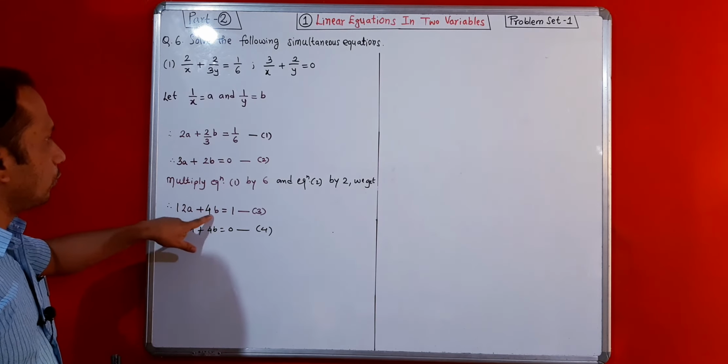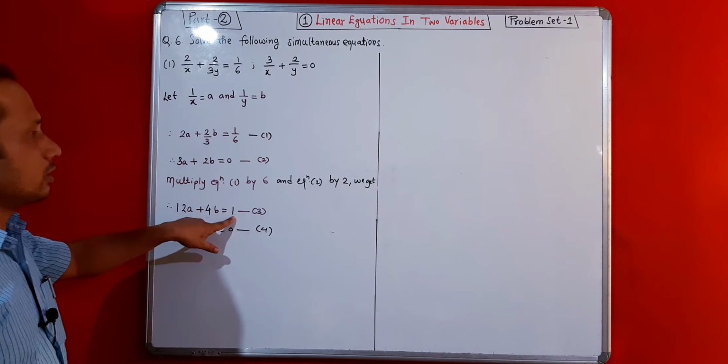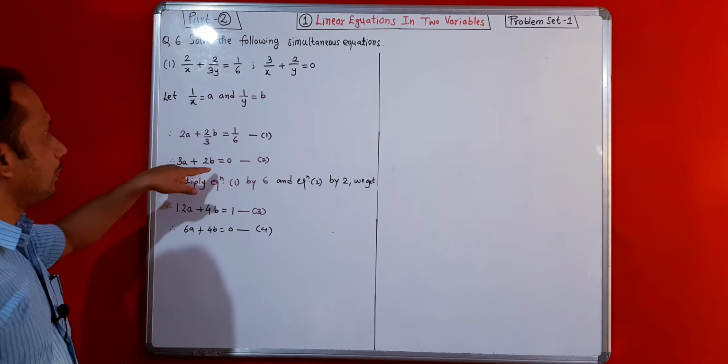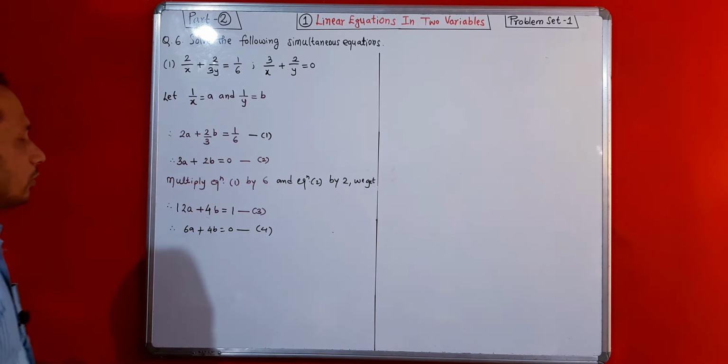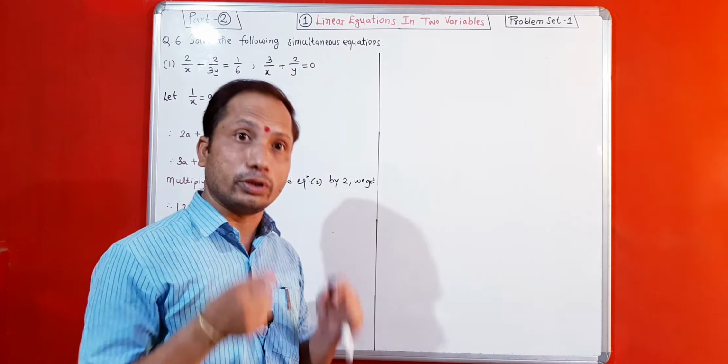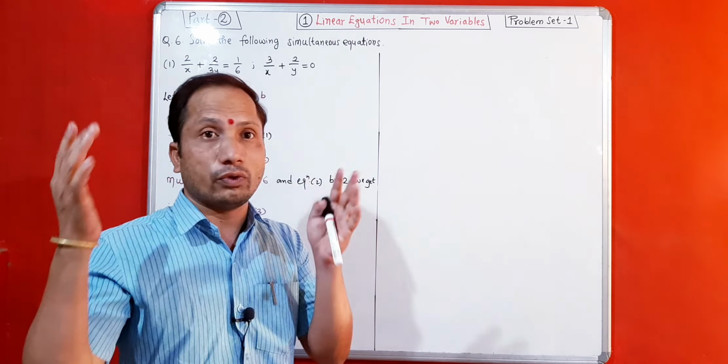So it is 4b is equal to 1. Then I multiply this by 2. I will get 6a plus 4b is equal to 0. Now subtract. I am completing this question only in this video, and again I am going to continue the same question in the next video for the next category question.